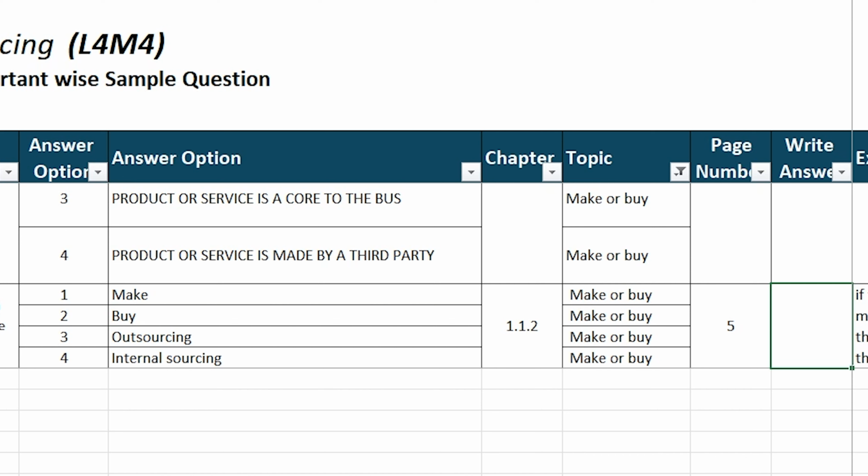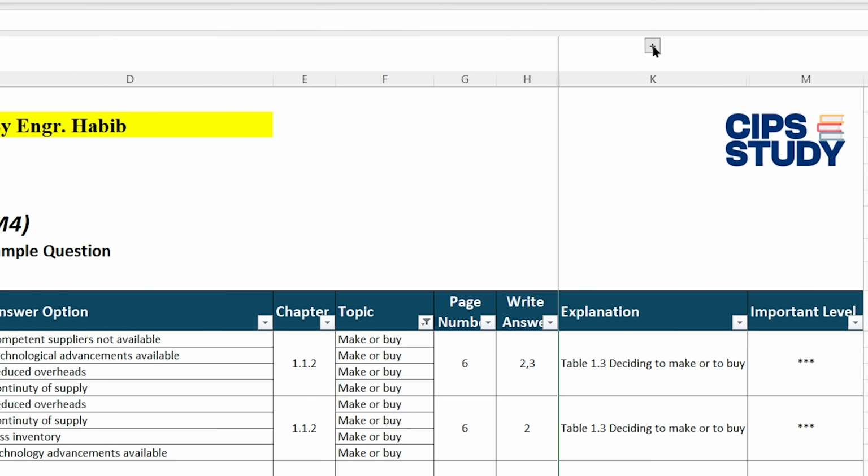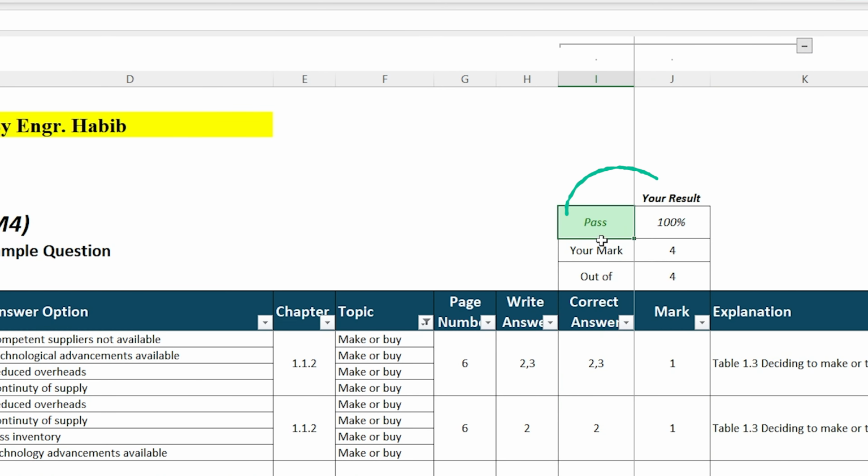Okay, so we just finished it. Now if we see our result, then we can easily understand what we achieved. And yes, we passed with 100%. Firstly read the book, then filter the sample questions by topic, and if you practice in this way, I believe you can do well in your real exam.